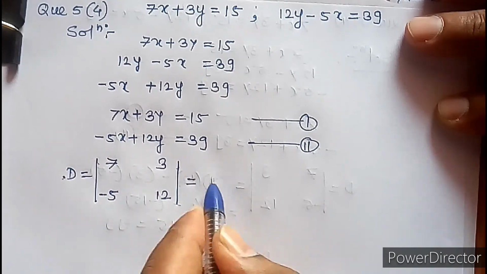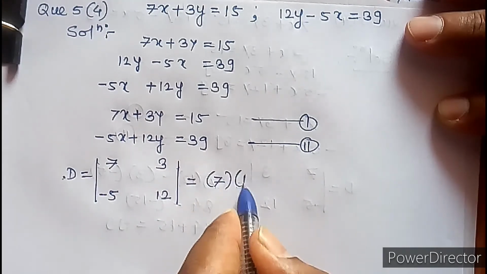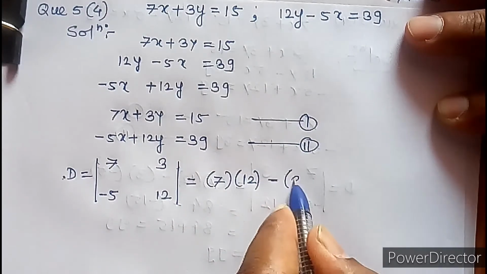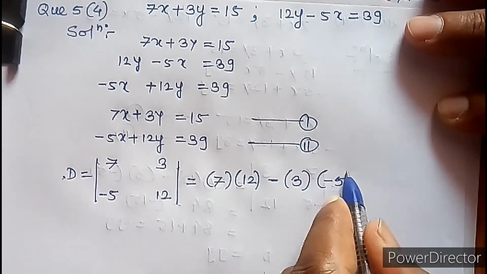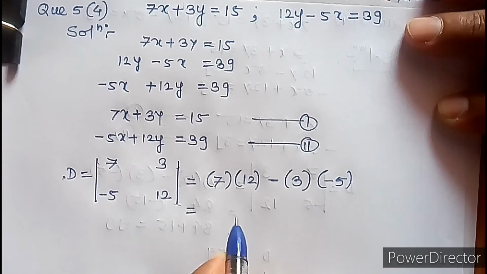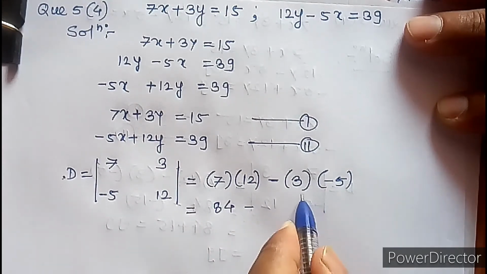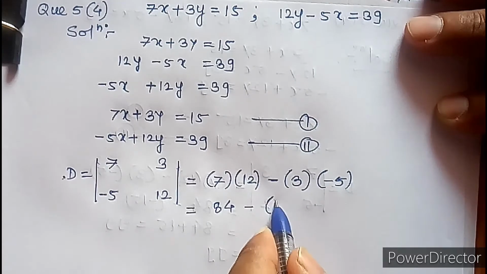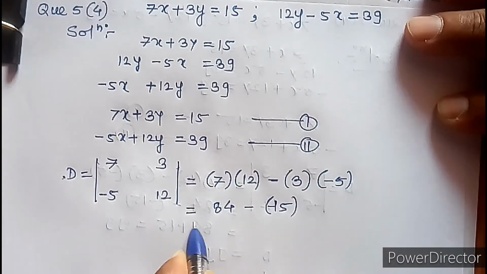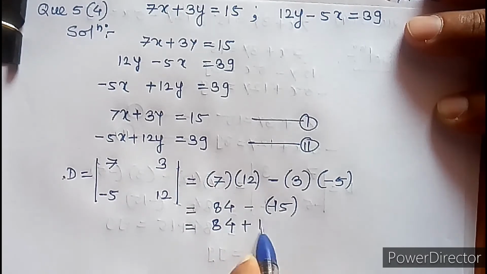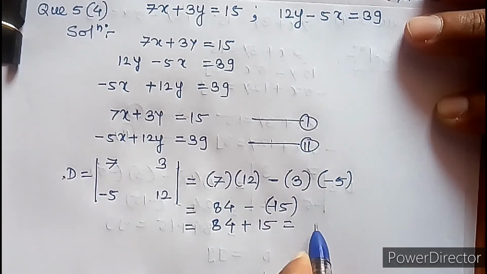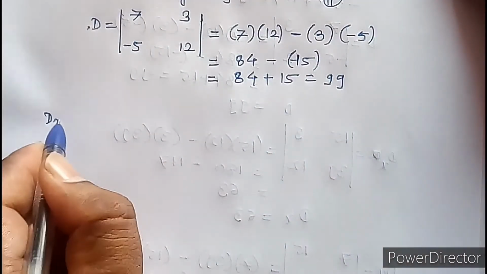Now here it will be equal to 7 into 12 minus 3 into minus 5, equals 7 into 12, which is 84, minus 3 into minus 5, that is minus of minus 15, equals 84 plus 15, which is 99. Now we have to find the value of dx.